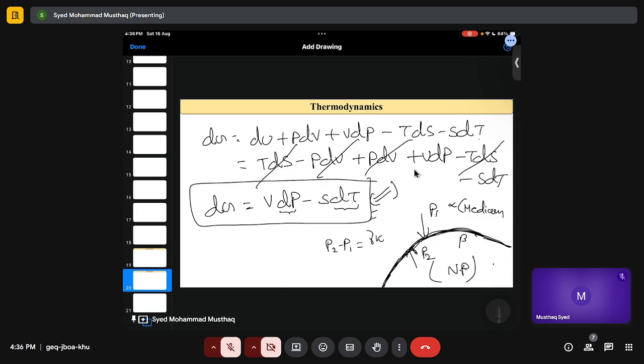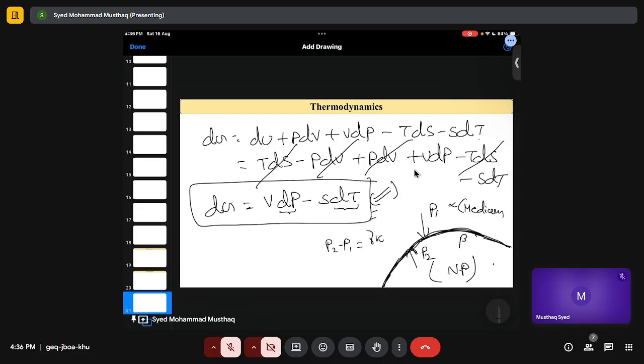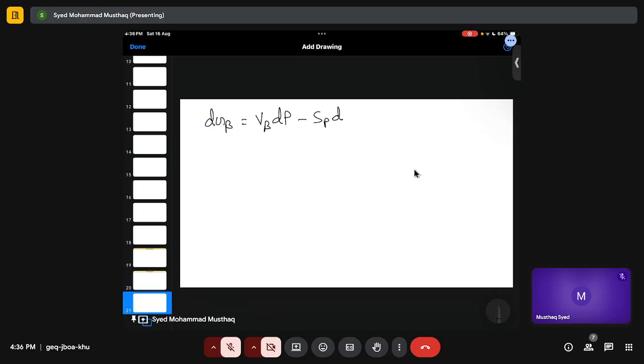Now we write the free energy for each phase. So let's write the free energy for each of these phases. dG beta will be equal to, let's write it for the nanoparticle, V beta dP minus S beta dT. Let's write it for the alpha medium as well, V alpha dP minus S alpha dT.